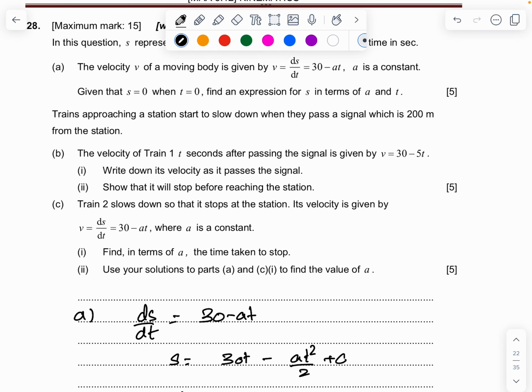A train approaching the station starts to slow down when it passes a signal, which is 200 meters from the station. The velocity of the train t seconds after passing is given by this. Write down its velocity as it passes the signal. Show that it will stop before reaching the station.